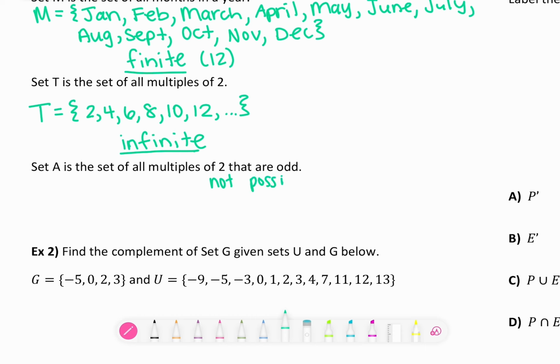So if it's not possible, that means there are no elements in that set at all. That means that A is actually the empty set. So I can either write A equals a 0 with a line through it, or I can write that A equals 2 brackets that are empty, right? So this is actually the empty set because it's not possible.